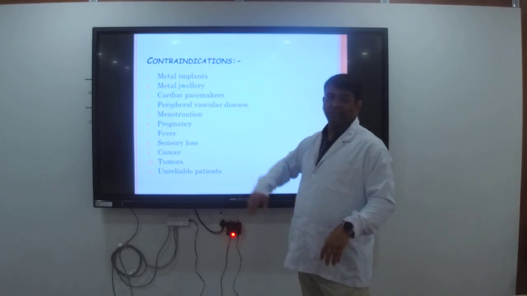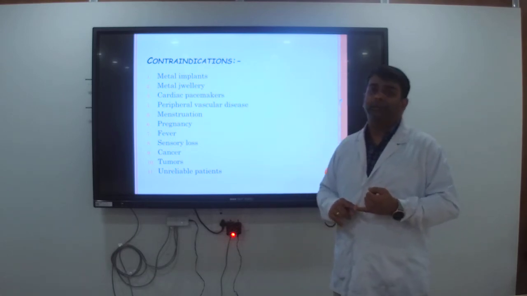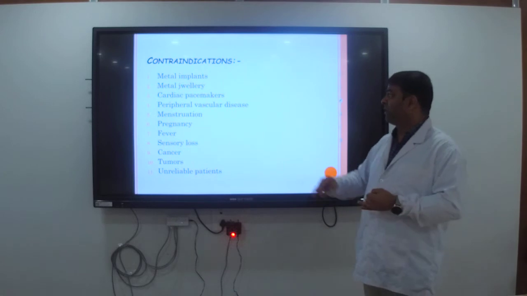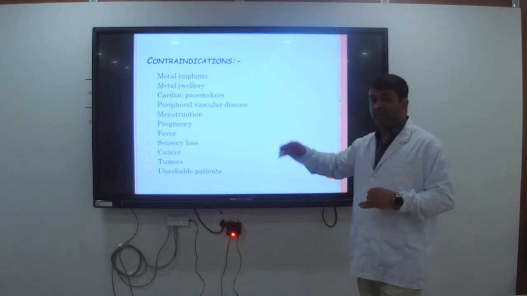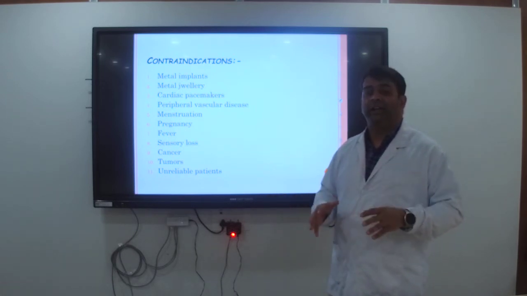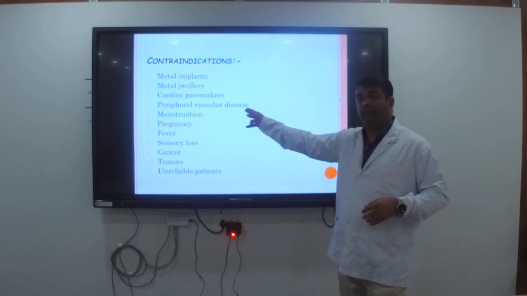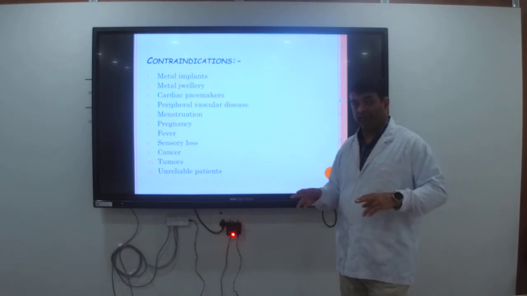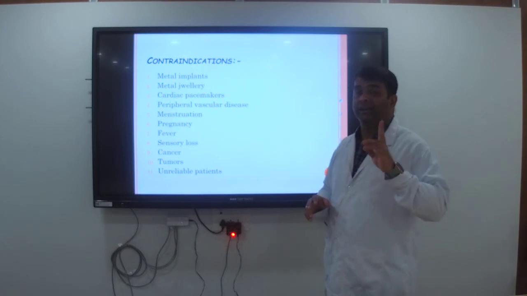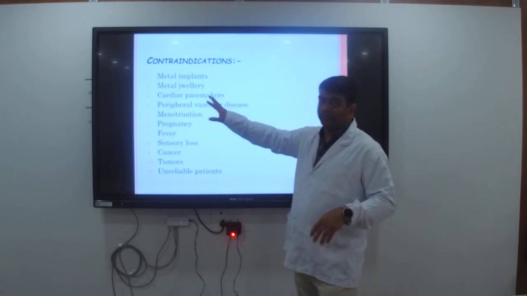Cardiac pacemakers, definitely. As I said, cardiac conditions. Maybe it's a very recent bypass surgery, or an angioplasty, or there are pacemakers. If the patient has a pacemaker and you apply SWD, the electromagnetic field is very high and intense, and that will definitely damage the pacemaker and change the rhythm of the heart, which might cause a serious problem to the patient from the cardiac point of view. So if there is any cardiac pacemaker, it is not allowed.